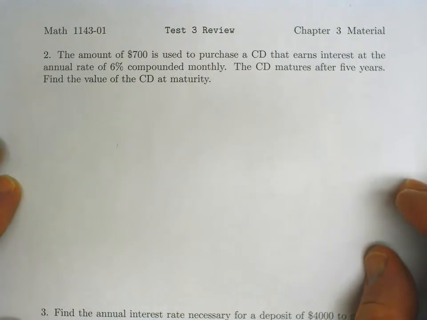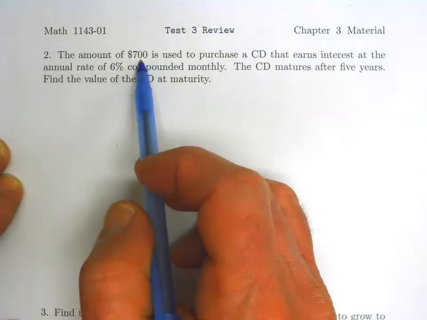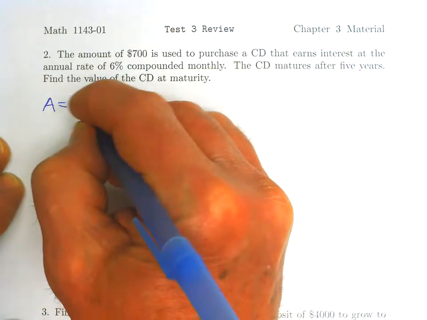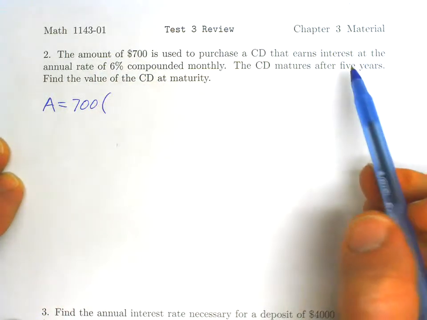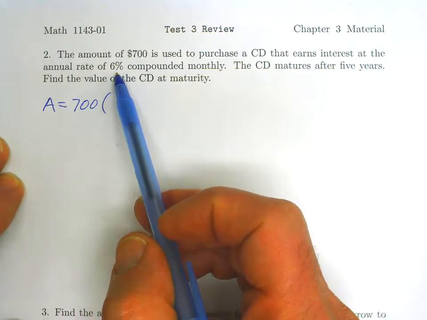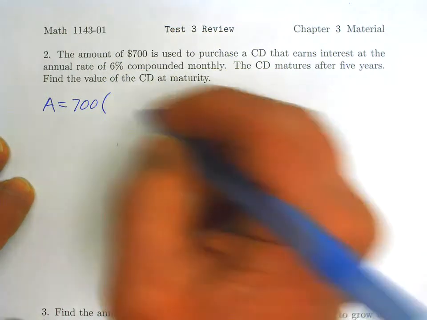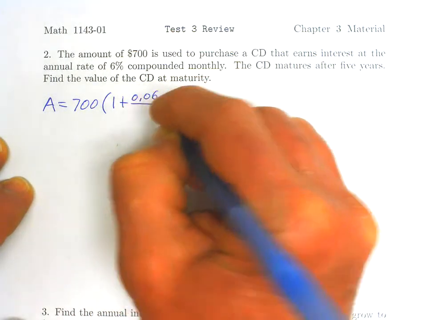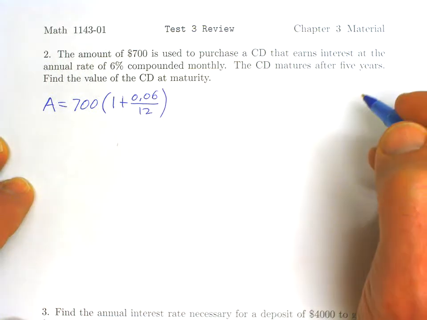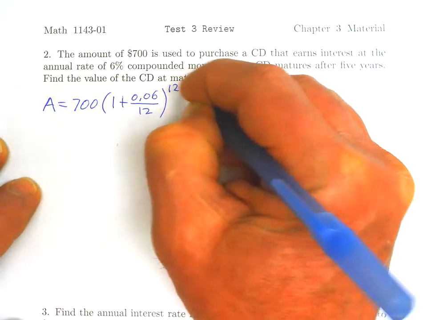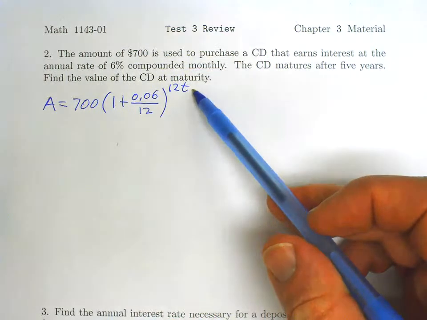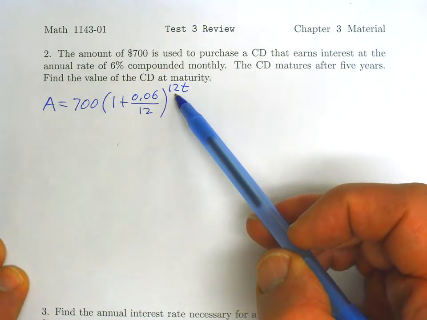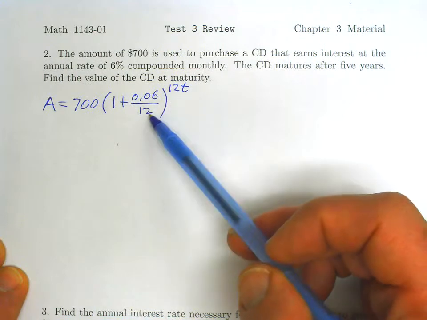So first, let's write down the function with an initial deposit of $700. So A equals 700. The annual interest rate is 6% and it's compounded monthly. So it's 1 plus 0.06 divided by 12. And then the exponent is 12 times t, where t is the number of years. This 12 is the number of times the interest is compounded, 12 times a year.